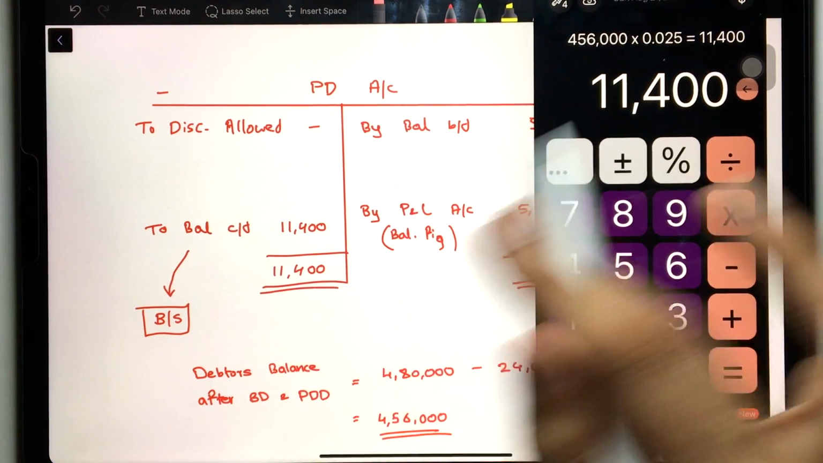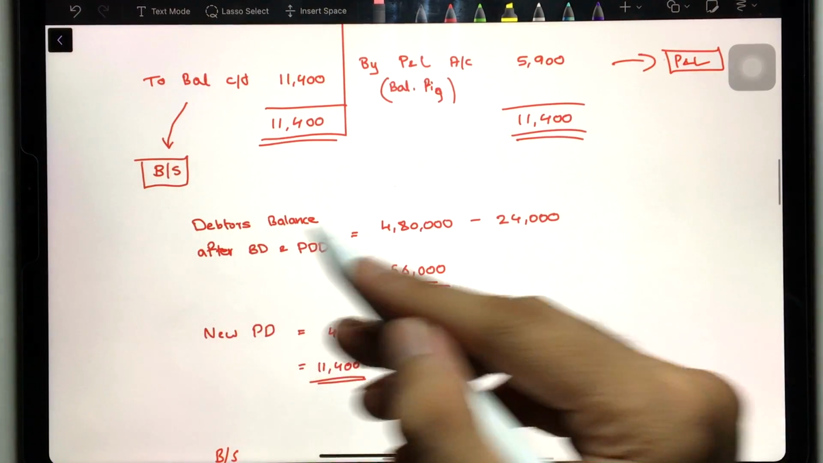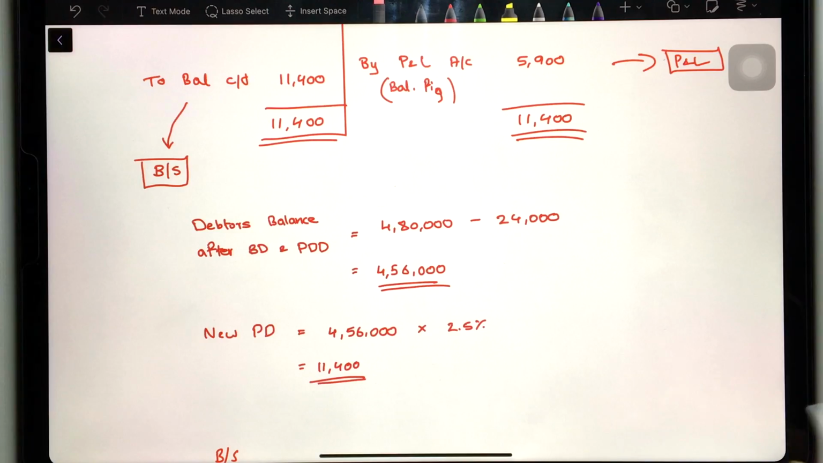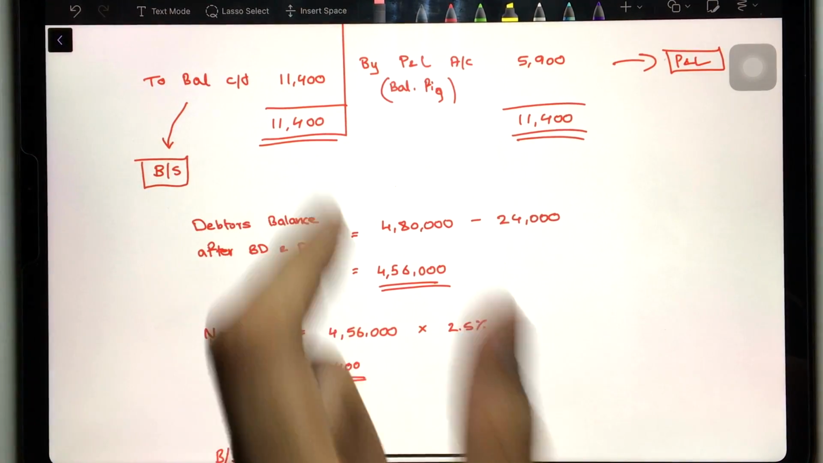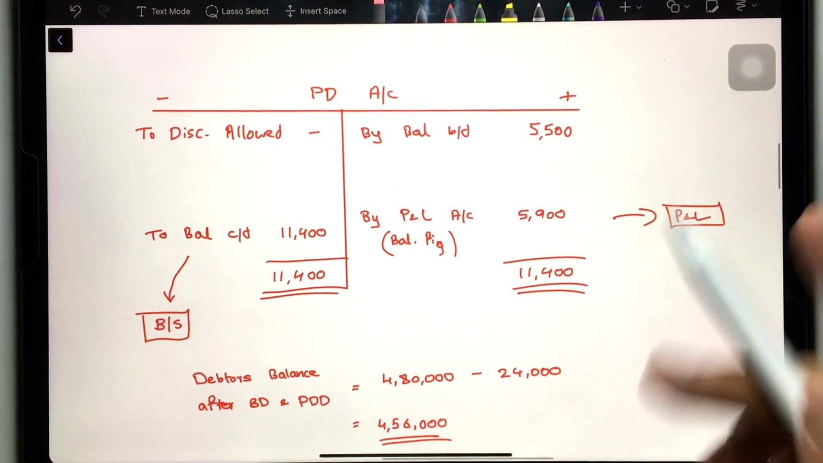Is that clear? Easy, right? It's not difficult, it's simple. The same sort of concept is there. It's just that little bit difference in calculation is there over here. This is the most critical part. You have to understand this properly. After bad debt, after PDD, whatever amount you get, the debtors amount, on that you have to calculate the percentage of provision for discount. All right, so you get that.